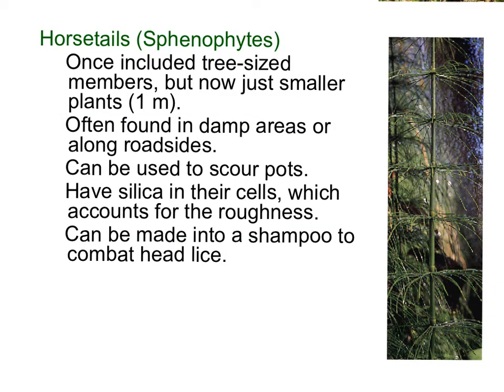Another group of seedless vascular plants are the horsetails or sphenophytes. They're known as living fossils because they are the only remaining genus of what was once a diverse group of organisms. And you can see an example on the right over here. They used to get really, really big, so they could be tree-sized, but now what we see are much smaller organisms, and they can get about a meter in height.